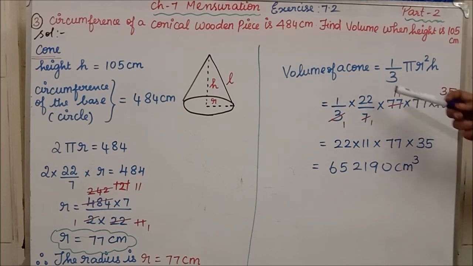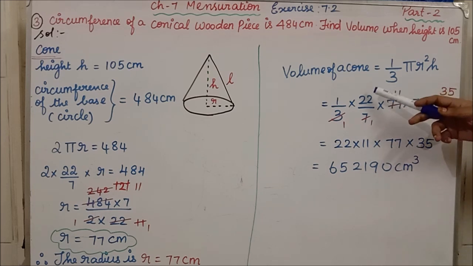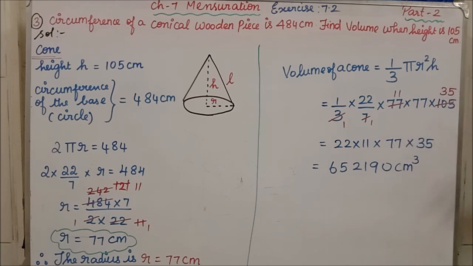Here I am cancelling everything. After that, the values in the numerator are 22, 11 into 77 into 35. After multiplying all the four values, I will get 6,52,190 centimeter cube. That is the volume of the cone. Clear, students? All of you, the third question?